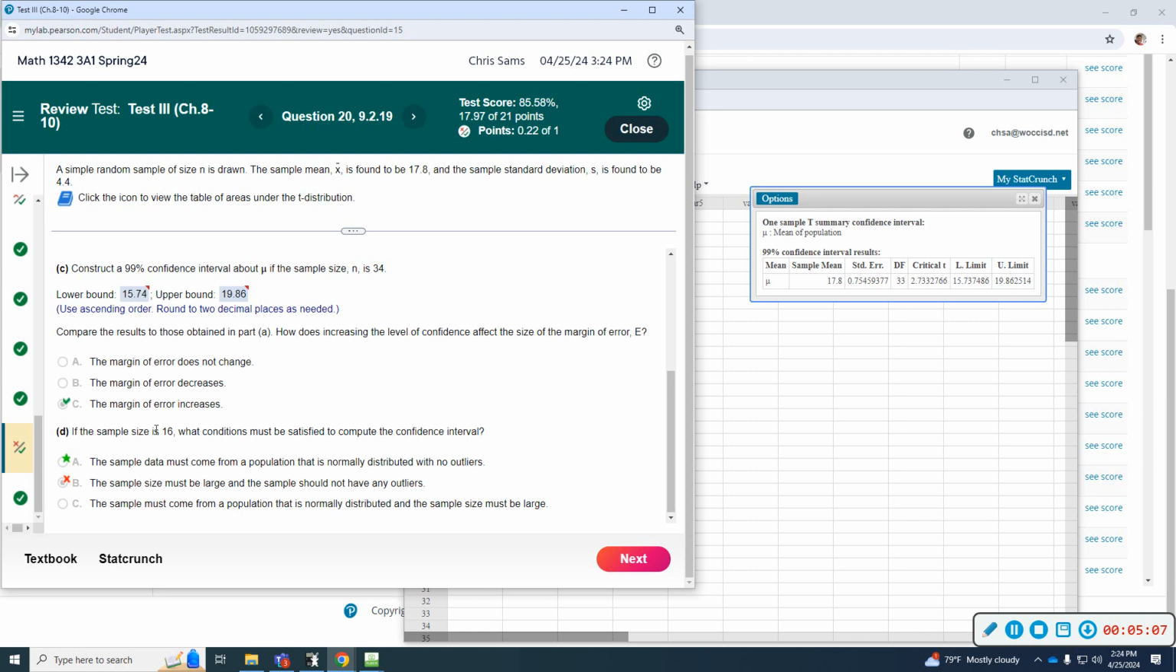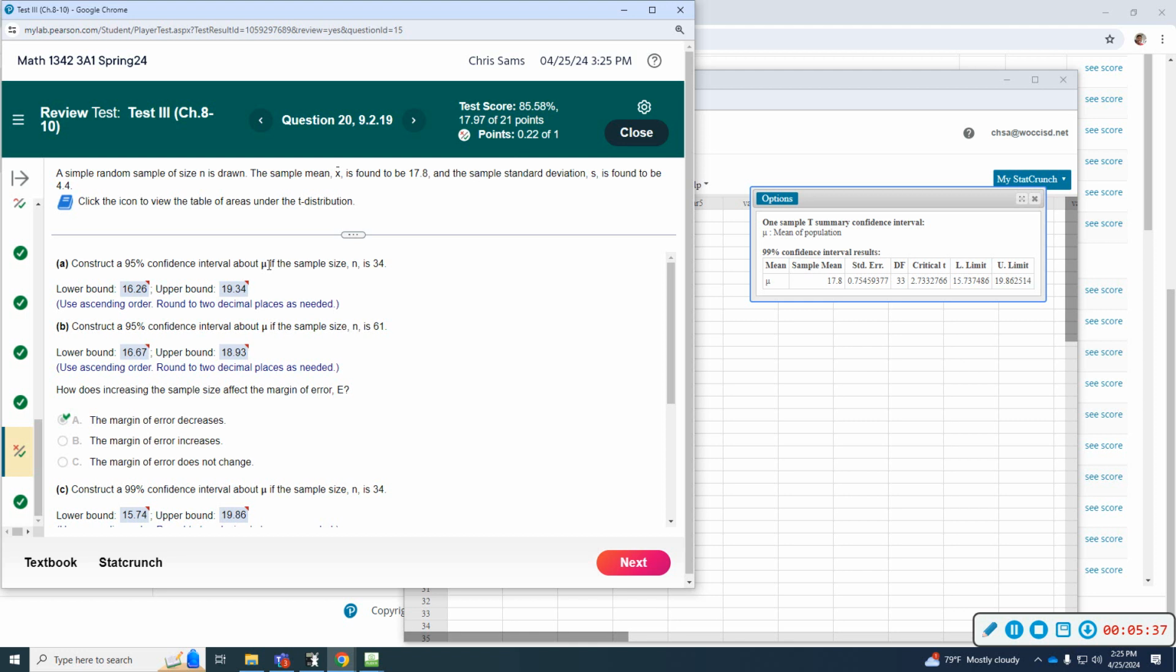If the sample size is 16, what conditions must be met? So it says the sample data must come from a population. Oh, duh. Okay, so if the sample size is 16, in order to do normal, because they're telling me the sample size is not big enough, it must be normally distributed with no outliers. I picked B, the sample size must be large enough, which they're already telling me that it's not, so just a misinterpretation there. So all of these we can do, so just be careful.